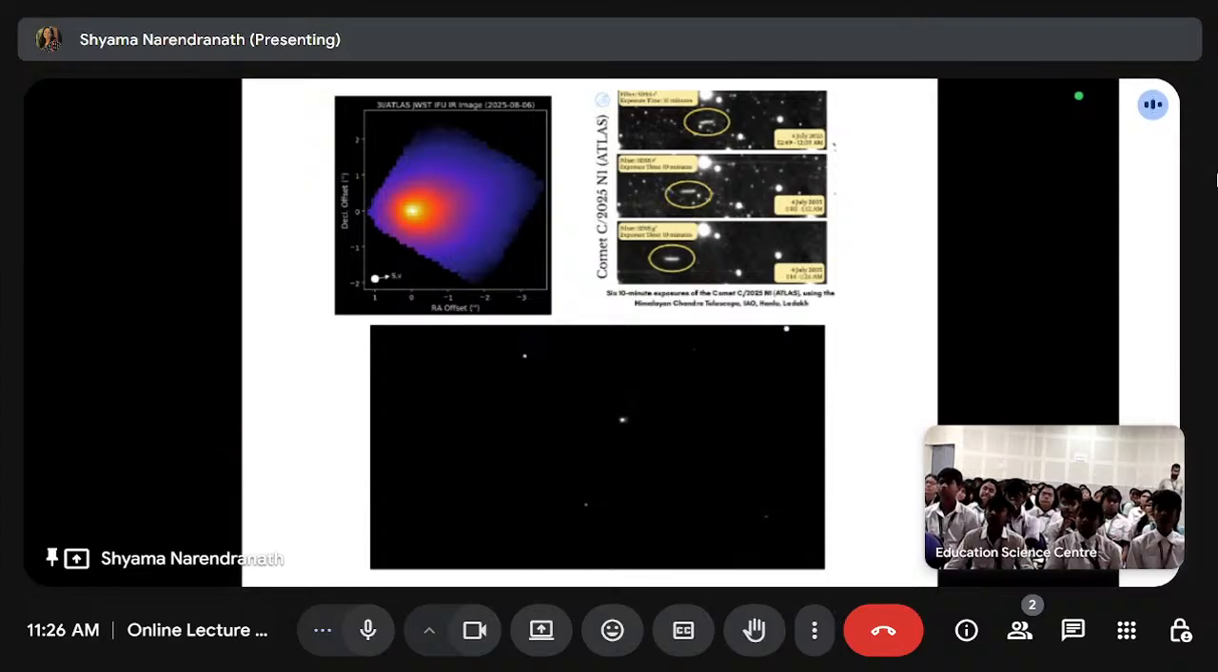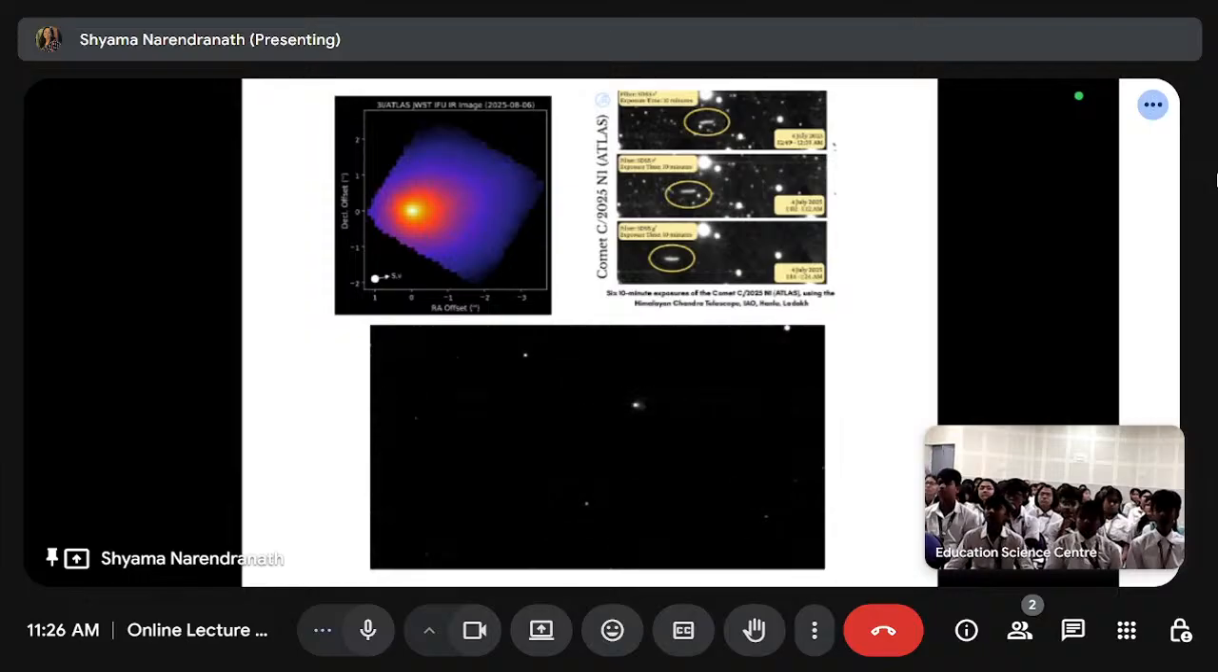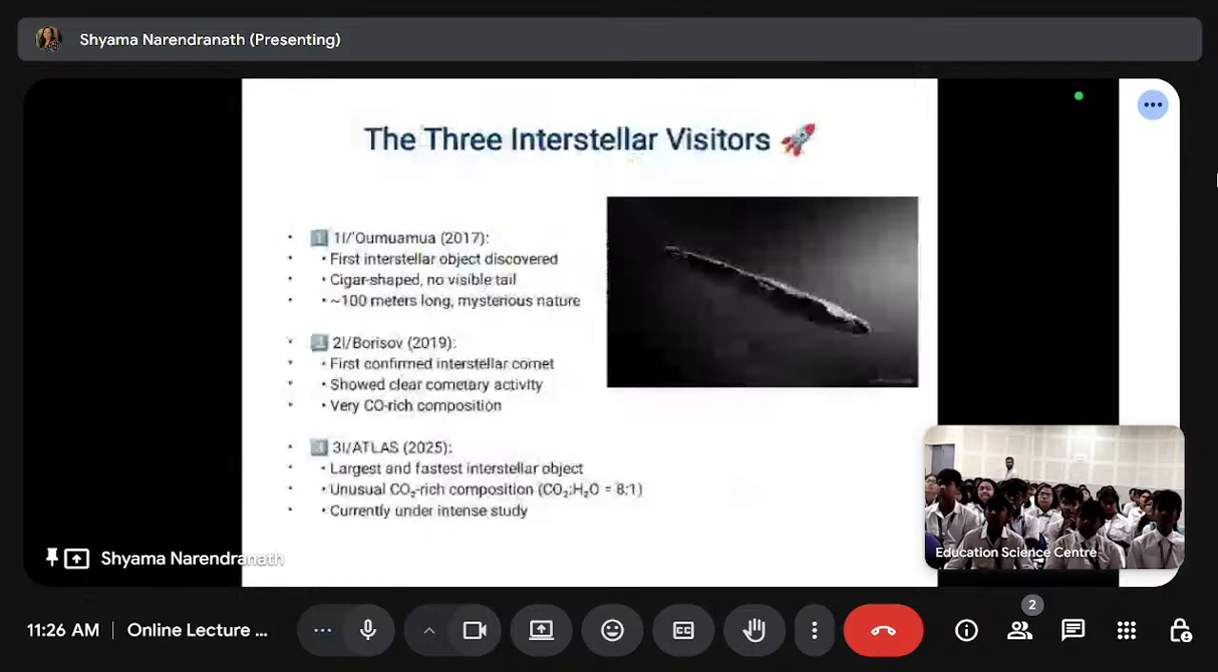And on the top right is from our own telescope. So do you all know which is the largest telescope we have in India? There is ARIES, there is a 3.6 meter in Nainital. This one is from Hanle. So in Ladakh, there is the Himalayan Chandra Telescope. The image that you see on the top right is taken from Hanle. So we have good telescopes in India too to look at this, and they are indeed pointing at it.